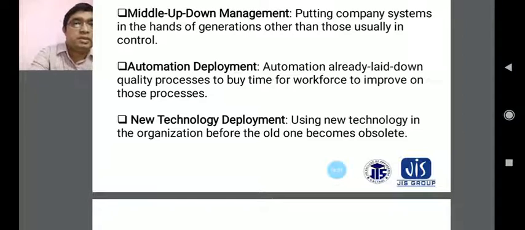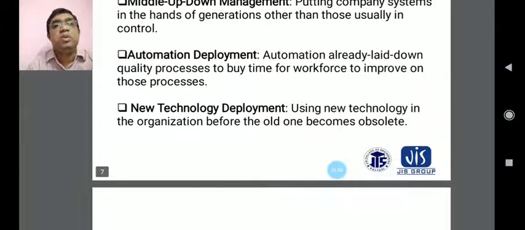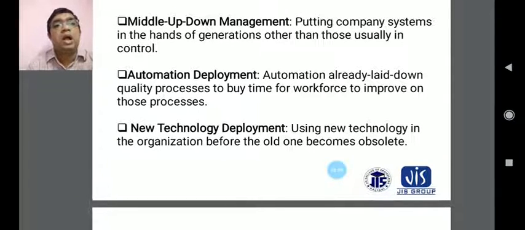Automation deployment. The automation has already laid down the quality process to buy time for the workforce to improve those processes. The maximum type of manufacturing unit will come from this automation, and a few deployments will come out. This will be required for the workforce to improve on the process, and new technology deployments will come out.